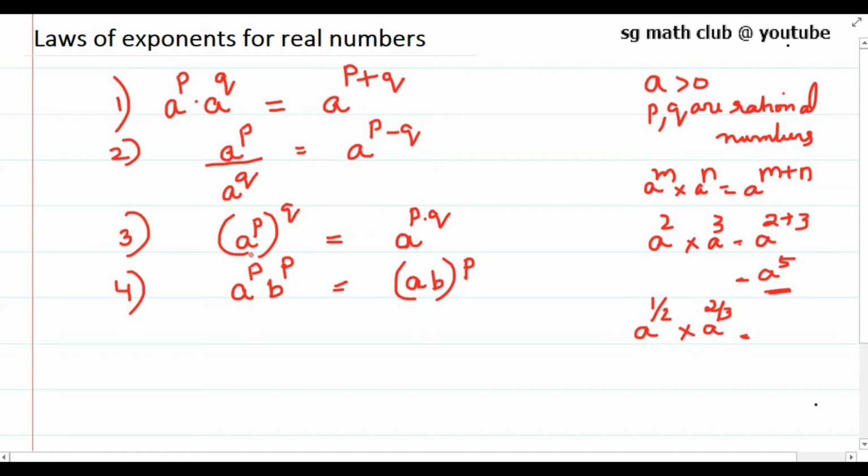Third one, a to the power of p whole to the power of q equal to a to the power of p into q. And the fourth one, a to the power of p into b to the power of p, we can write as a into b whole to the power of p. So these are the 4 laws of exponents for real numbers, where a should always be greater than 0 and p and q are rational numbers, that means they are fractions.